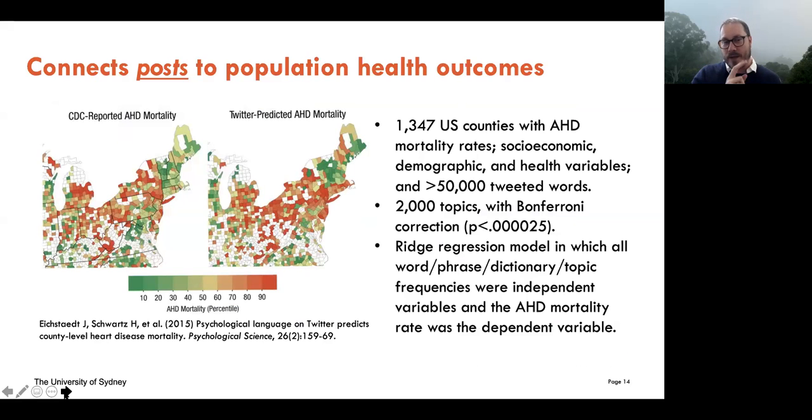So now we get into a couple of more interesting ones. So this is one that was published in 2015. And this one here connects post-population health outcomes, but it does it in kind of an interesting way. In this case, they're looking at heart disease. So they're looking at heart disease mortality, and they have a set of 1,347 US counties. So, oh, we've got a chat question.